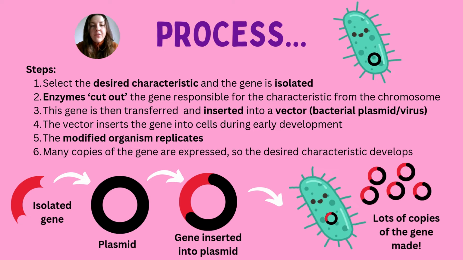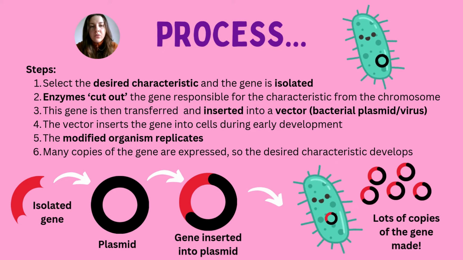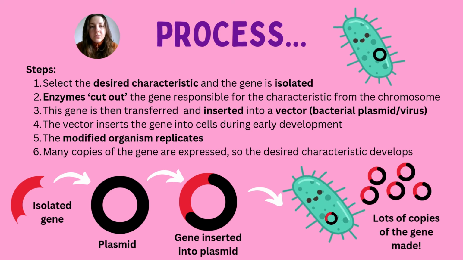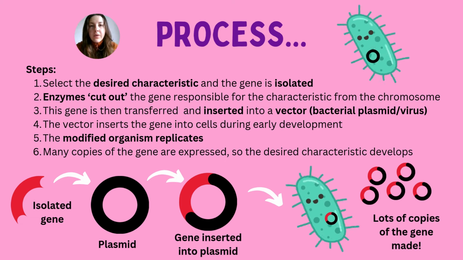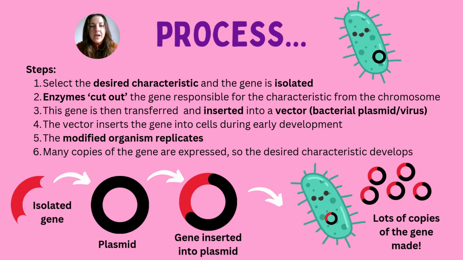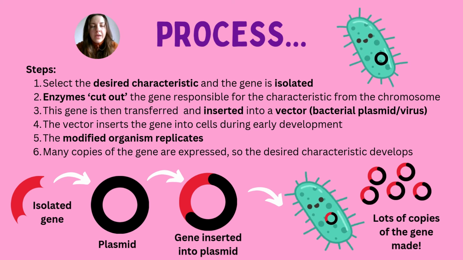So then the next step, the vector inserts the gene into cells during early development, and the modified organism will replicate this particular gene over and over and over again until the gene that has been inserted is expressed and the desired characteristic develops. And you can see that lots of copies of that gene will be made.